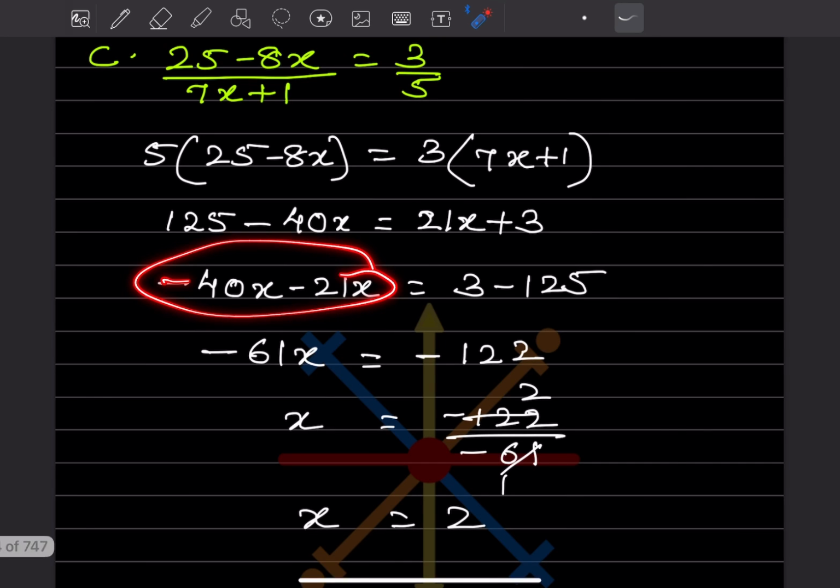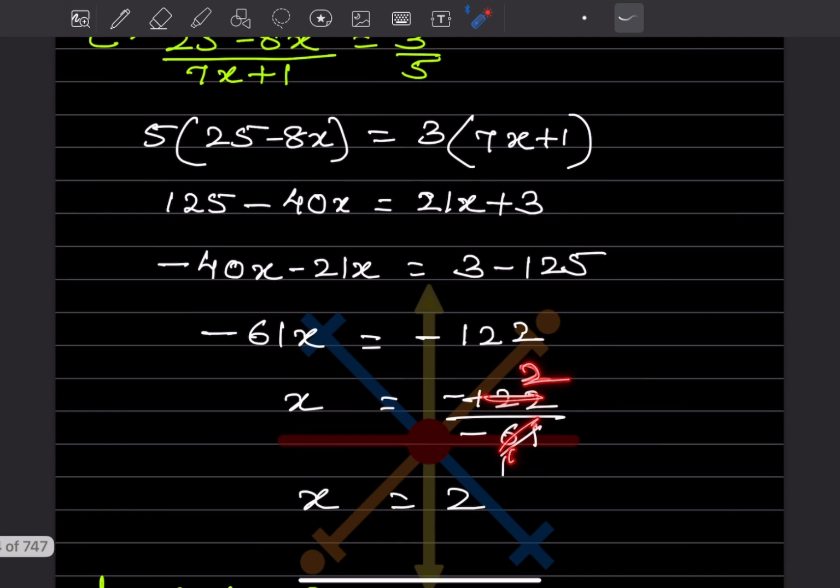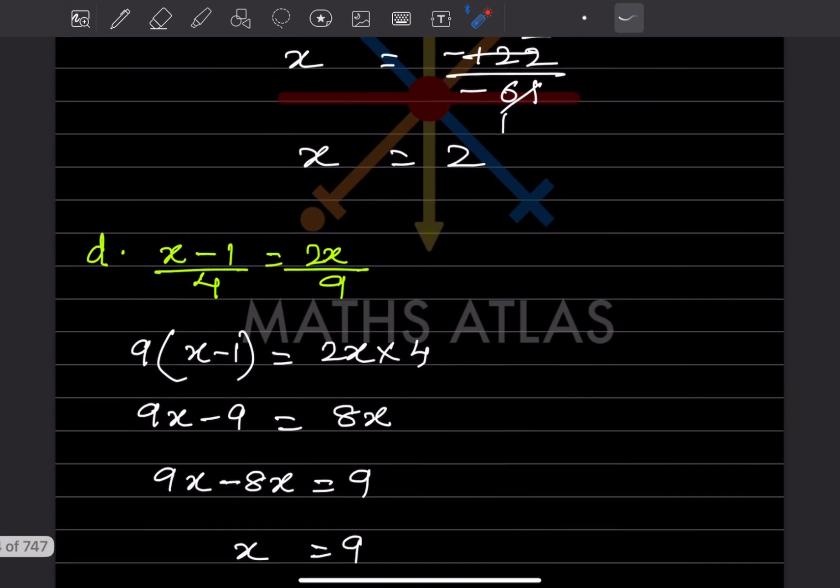So here both sides minus means we add them but keep the minus sign as it is. So this is going to be minus 61x equals minus 125 plus 3, which is going to be minus 122. So x is going to be minus 122 by 61. Both sides have a negative sign, so minus divided by minus is going to be plus. So this will be 61, 2's are, so x will be 2.